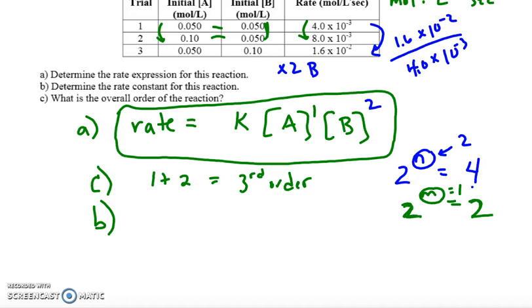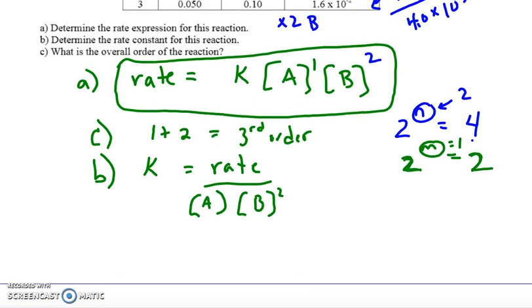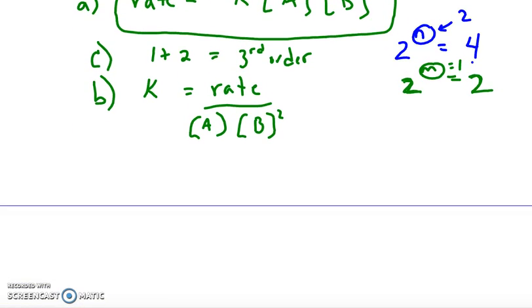To figure out the rate constant for this expression, you rearrange the rate law expression for k, because we're trying to find the value of that. So k is going to be equal to the rate divided by the concentration of A to the first power times the concentration of B squared. Okay, so that's what we would do to rearrange that equation. Now to figure out the value of k, we just have to pick any one of the three trials. It's not going to matter which one we pick. I'm going to choose trial 1 just because it's the first one in line, and I'm going to substitute in the rate and the initial concentration of A and the initial concentration of B.